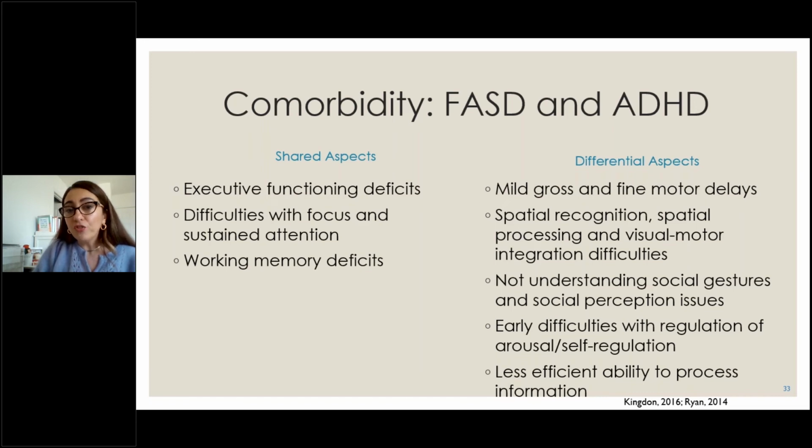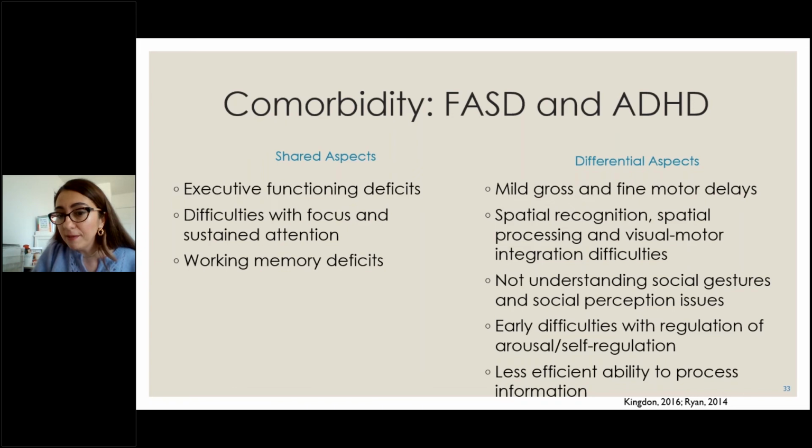Okay, the first one is FASD and ADHD. What are some of the shared aspects? They both have executive functioning problems. They both struggle with focusing and attending, and they both have problems with what we call working memory. But what kids with FASD have that does not always happen with pure ADHD is that kids with FASD also have gross and fine motor delays. Kids with ADHD may or may not.